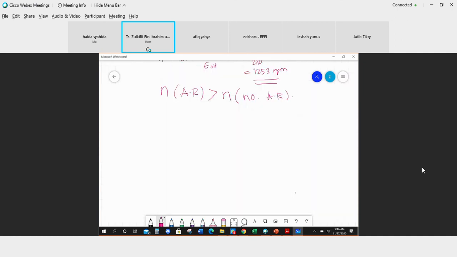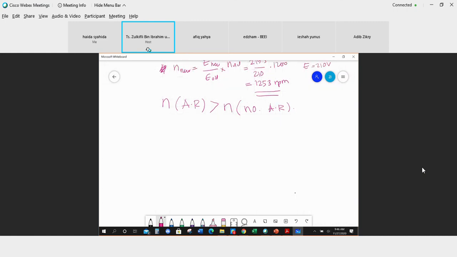Lepas tu soalan last sekali kan, if R adjustable can be adjusted from 100 to 400 ohms, what are the maximum and minimum no load speed possible in this motor? So ini sama je lah. You can find, so at first you have to find the IF.